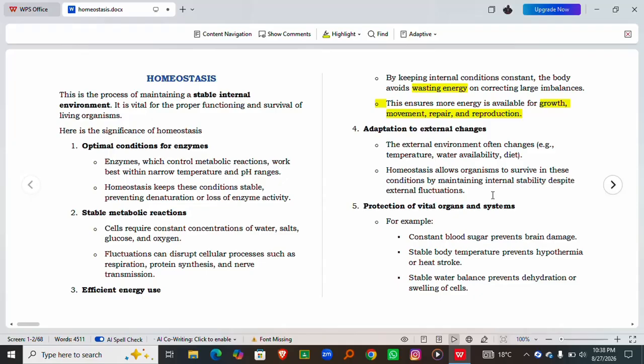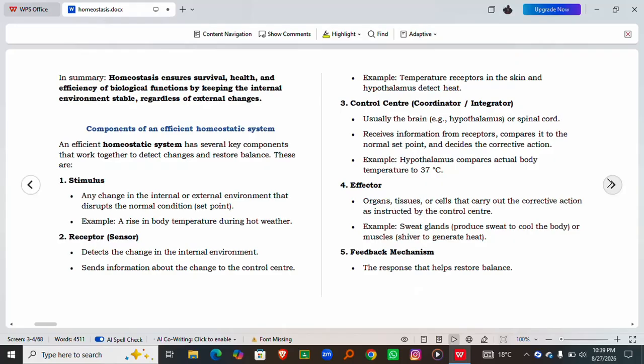Stable water balance prevents dehydration or swelling of cells. If there is too much water, the cells can swell, they become too turgid. Humans and other animals lack cell walls that can resist the turgor pressure of the cells. So this water has to be kept within a certain range to avoid swelling and bursting of cells. In summary, homeostasis ensures survival, health, and efficiency of biological functions by keeping the internal environment stable despite the changes in the external environment.